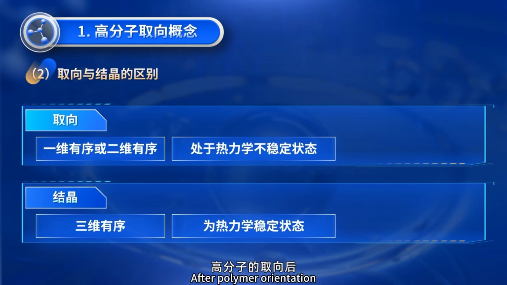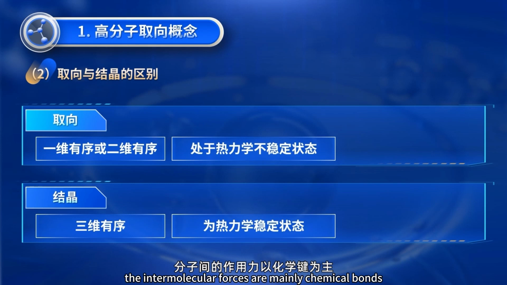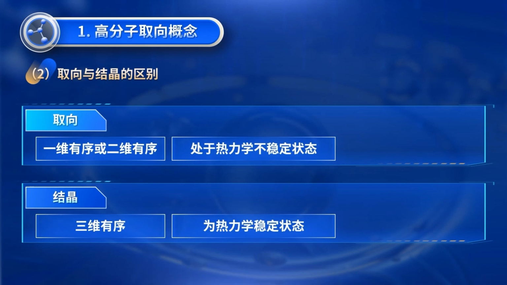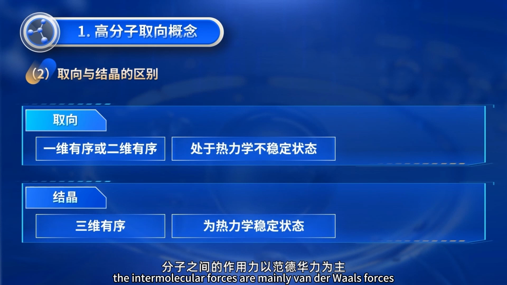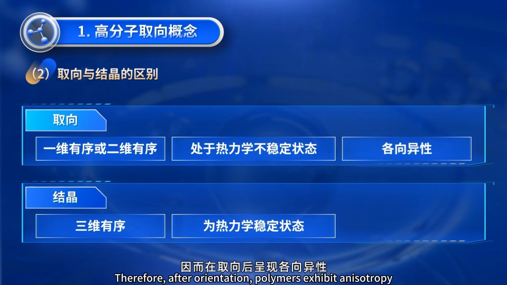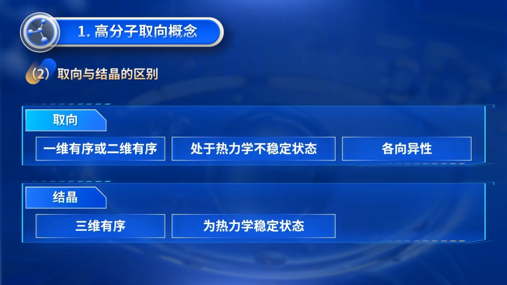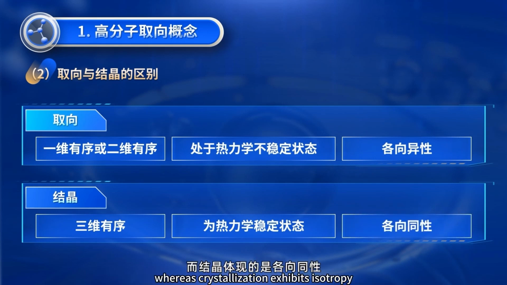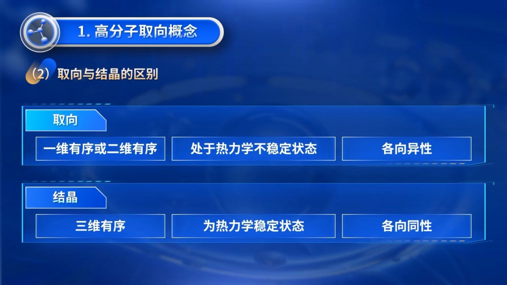After polymer orientation, along the orientation direction, the intermolecular forces are mainly chemical bonds, while in the perpendicular direction, the intermolecular forces are mainly van der Waals forces. Therefore, after orientation, polymers exhibit anisotropy, whereas crystallization exhibits isotropy.